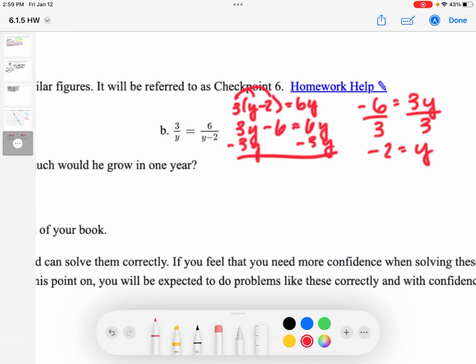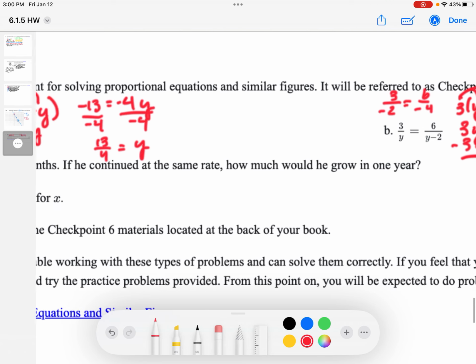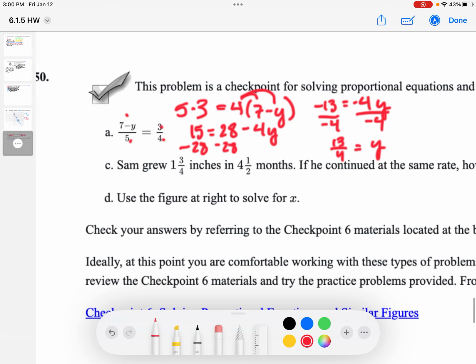And of course, we could always check our answers here, right? I could substitute -2 back in. I could say 3 over -2 equals 6 over -4. And yeah, it looks like those are equal to each other. How about if I did that over here? Well, it's going to be a little bit trickier with a fraction, right?